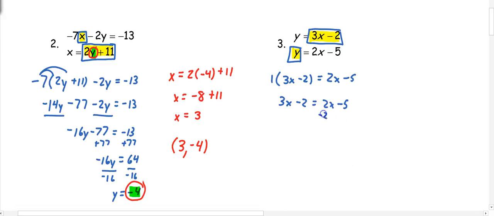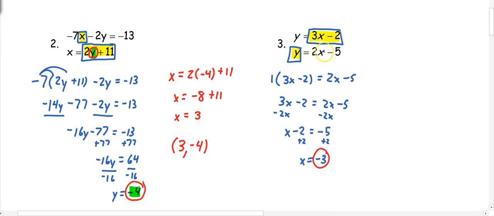So I can subtract 2x from both sides. x minus 2 equals negative 5. I can add 2 to both sides, so x equals negative 3. Once we know that x is negative 3, we're going to substitute back to get y.